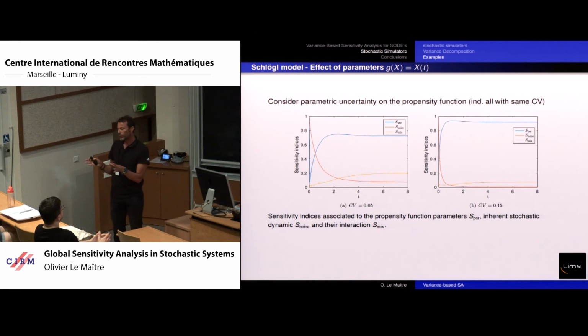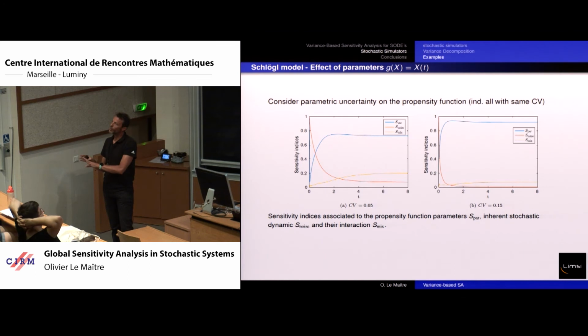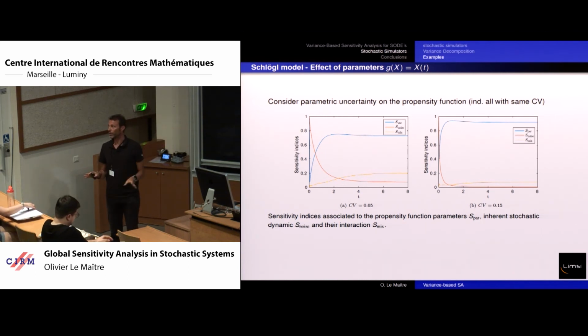Well, first, you could still continue to perform a separation between inherent stochasticity and parametric one, but it would have to be globally, the global contribution of the parameters. Now, if you want to have a finer analysis and distinguish between the contribution of Q1 and the contribution of Q2, then if they are independent, you can apply the Sobol decomposition. If they are not independent, you cannot do that anymore.